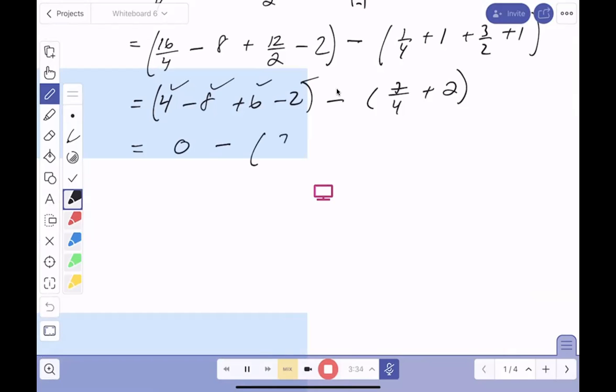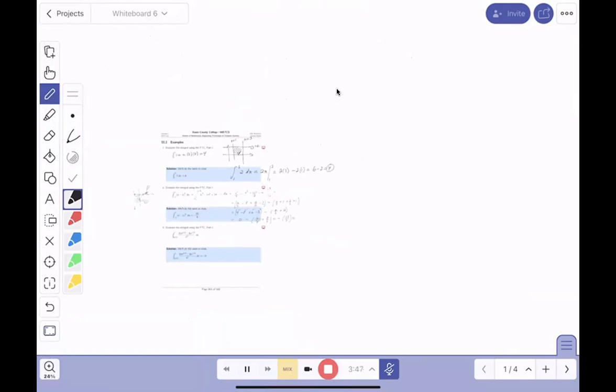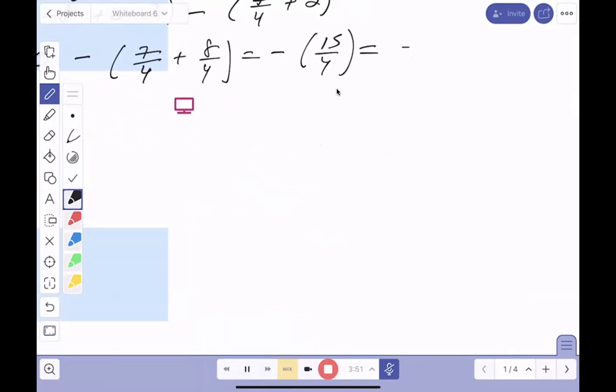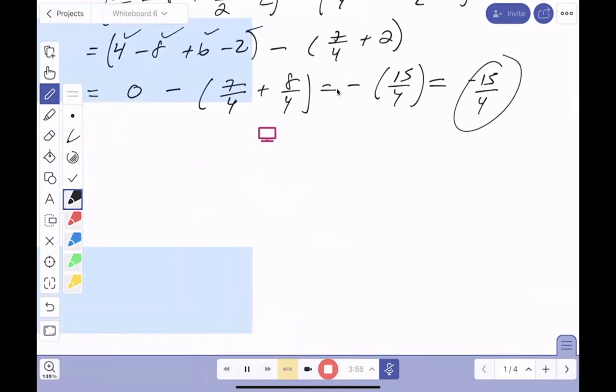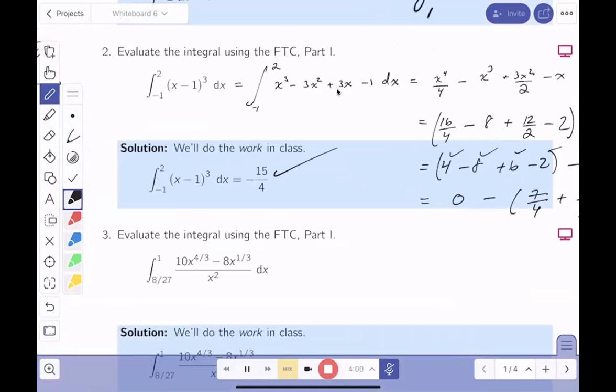Minus, now I got to do this. 7 quarters plus 8 quarters. What does this give me? Minus 15 quarters. It's a lot of work though, isn't it? I got an answer. By the way, if you think this is a lot of work, you should just try to do this by doing a limit with Riemann sums. You'll get the same answer, by the way. Minus 15 quarters. By the way, when I say get the same answer, I mean if I've done it correctly. Wow, we did it right.